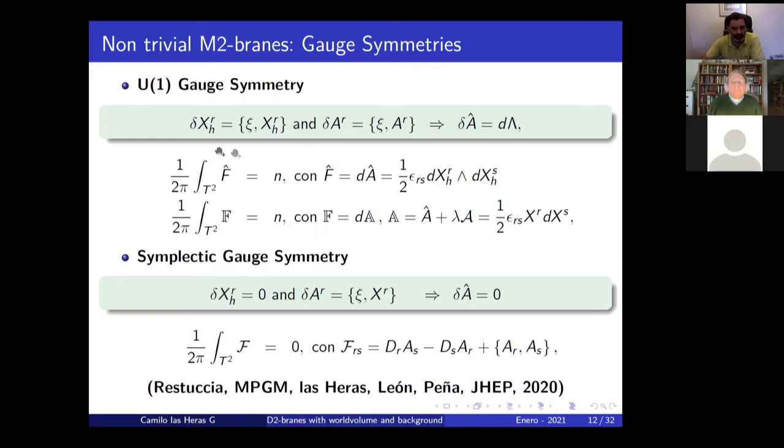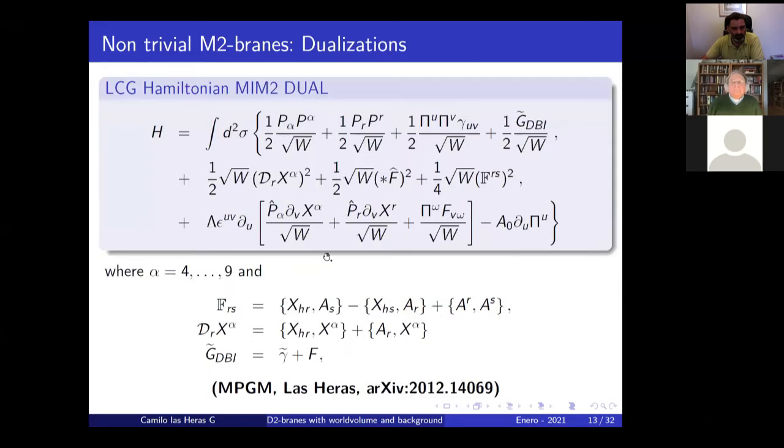In this work, we noticed that the area preserving diffeomorphisms imply the existence of some gauge symmetries in this theory. In particular, there is a symplectic gauge symmetry that was reported in the literature, but there are some new non-trivial U(1) symmetries that may be related to the world volume of the M2 brane, in the sense that area preserving diffeomorphisms allow the definition of non-trivial connections that transform as U(1) on the symplectomorphisms. So this is an interesting point of study for our group.